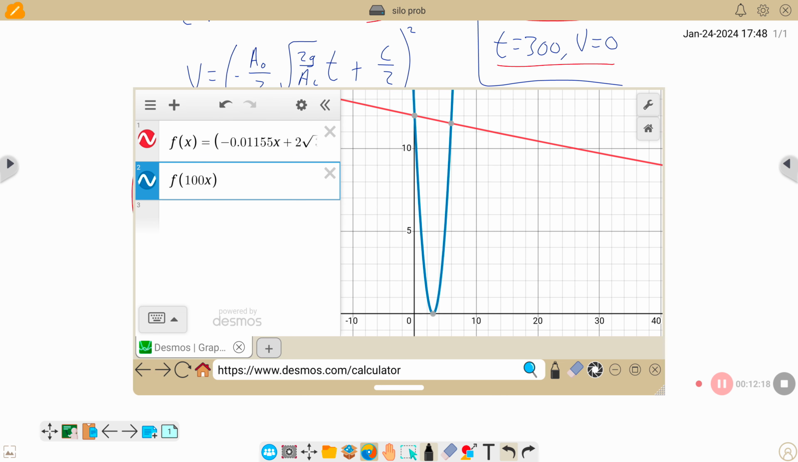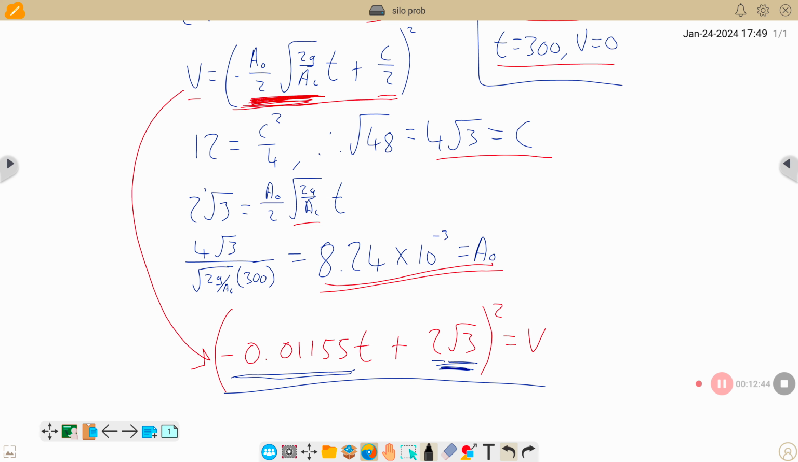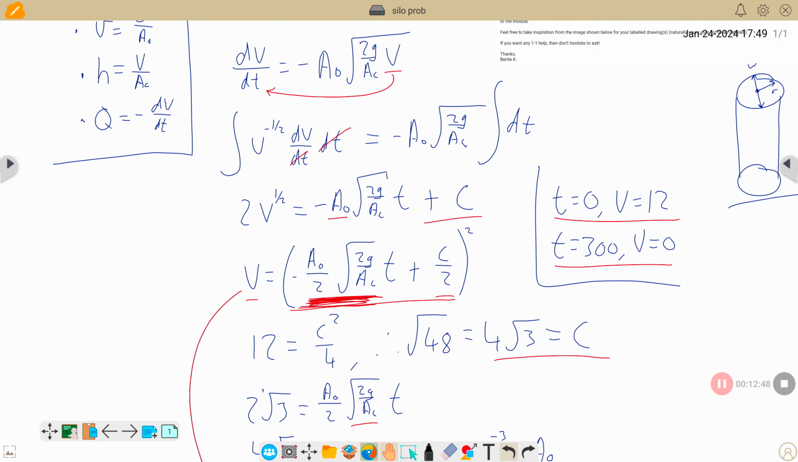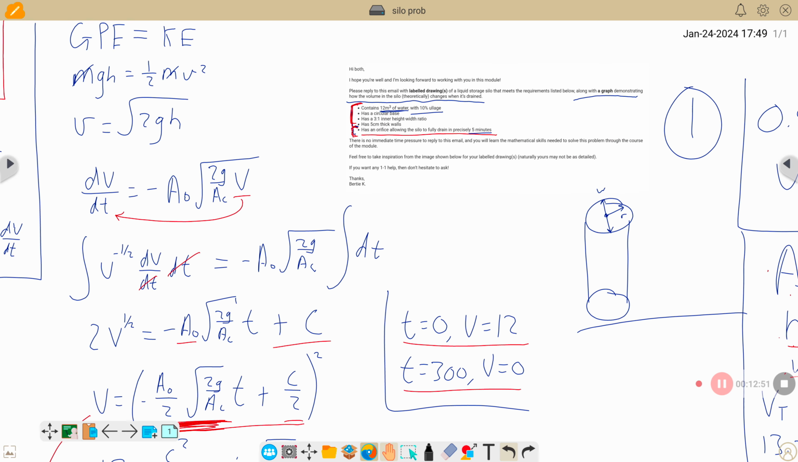So it starts at 12 here, and as time progresses, the volume in the tank decreases and decreases and decreases until it's got an intercept here of 3, but I've squished it along the x-axis by 100, so that would represent 300 seconds. So if you presented something like this to me in your email, like I said in my last video tutorial, I'll be a very happy bunny. So there you go.